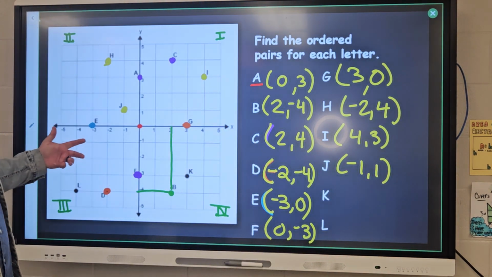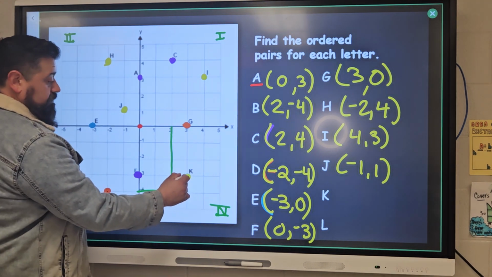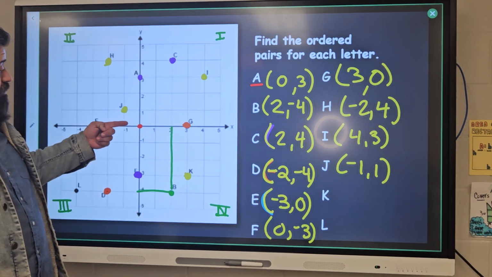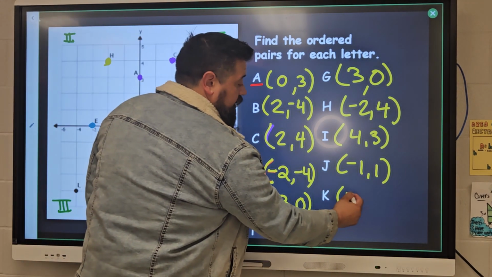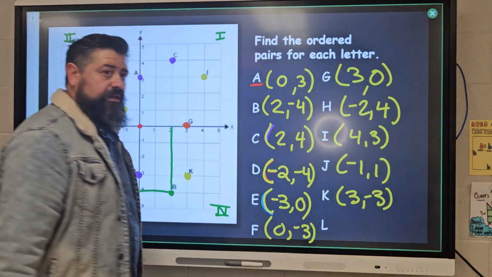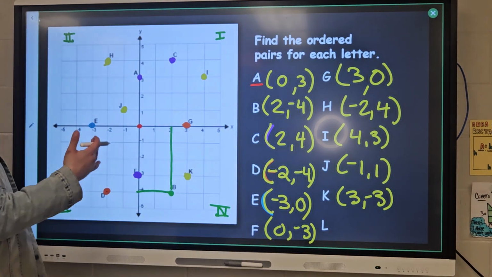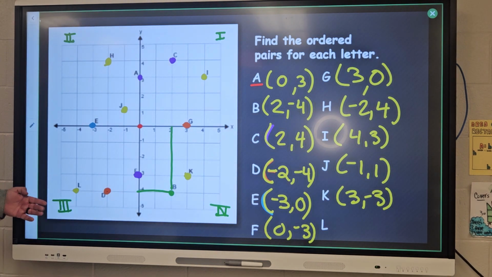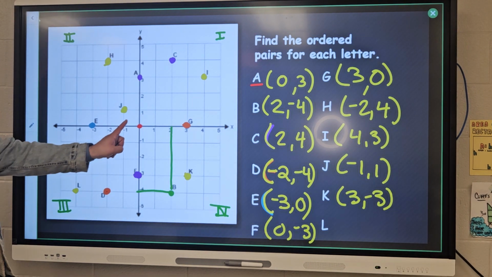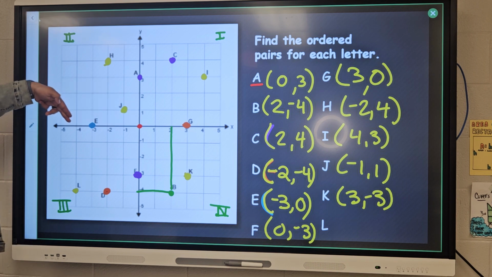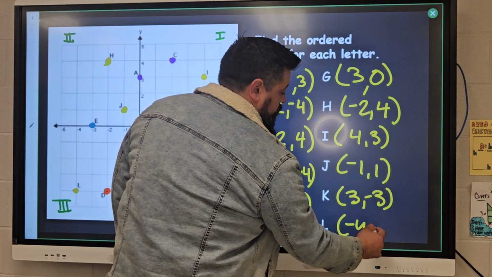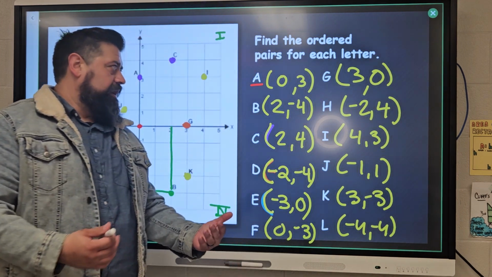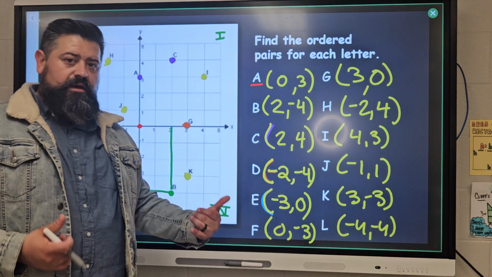For letter K, that's going to be right here in quadrant 4. You start at the origin, you're going to go to the right 3, and then you're going to go down 3. So it's going to be 3, -3. And the last one that we have here is going to be L. Located in quadrant 3. You start at the origin, you're going to go to the left 4, which is -4, and then you're going to go down 4, so another -4. So this one is -4, -4. Okay guys, so this right here is graphing points on a coordinate plane.